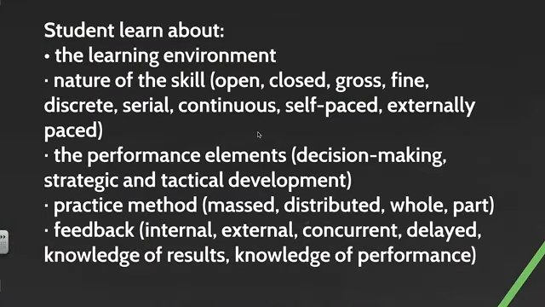We're going to leave this video at this point. We've done the first two dash points of the learning environment dot point. We've done nature of the skill and also the performance elements. The next two dash points, practice method and feedback, will be done in part 2 of the learning environment. And you can find part 2 by going to the website and following the link to core 2.